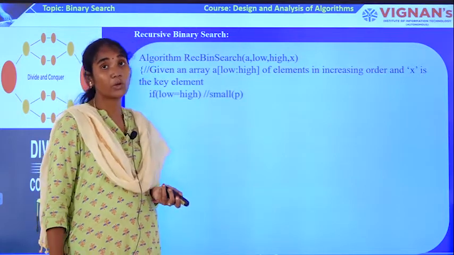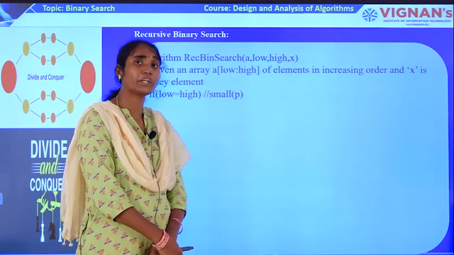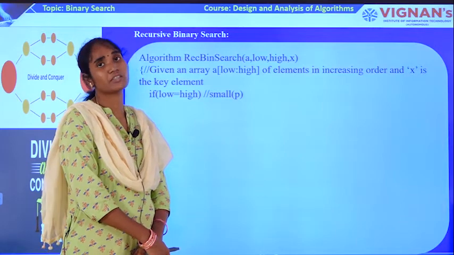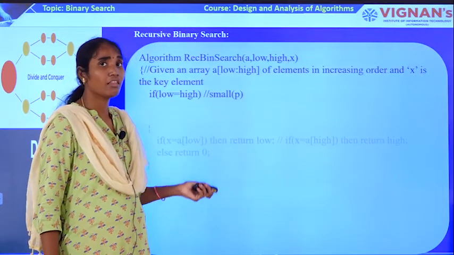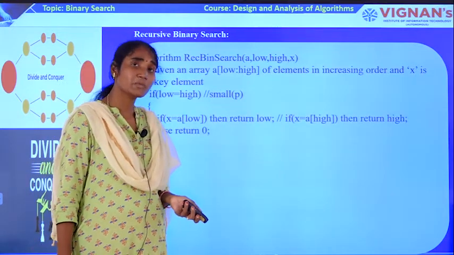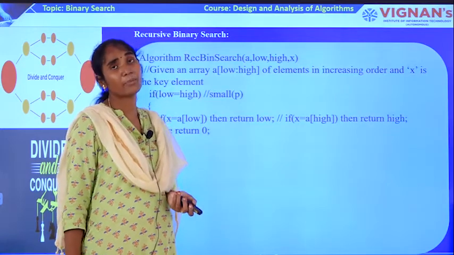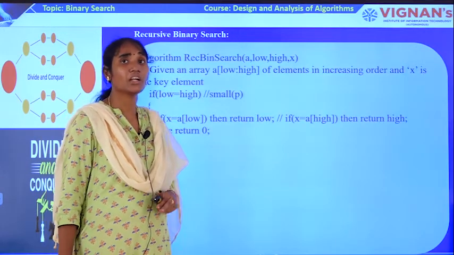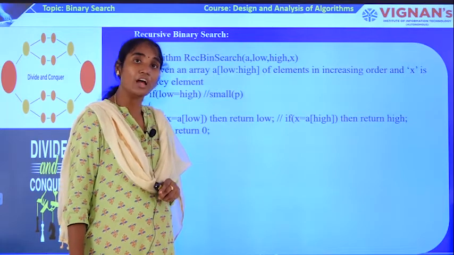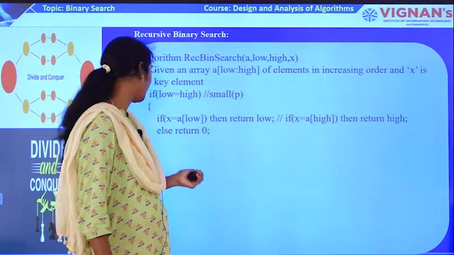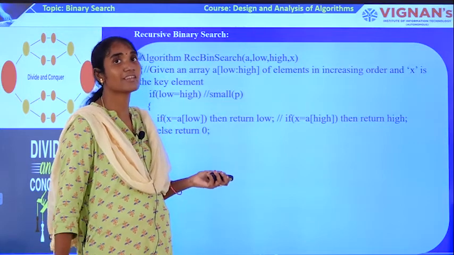And if low is equal to high, what does it mean? I have a single element in the given list. So simply I have to return the corresponding position, which is number 1, because it is in the first position itself. That is, if low is equal to high, here again I am checking the condition: if x is equal to a of low, then simply return low. Otherwise, this same condition can also be written as if x is equal to a of high, then simply return high, which is nothing but returning the high position. Otherwise, return 0. So this is the smaller problem, where I have a single element.